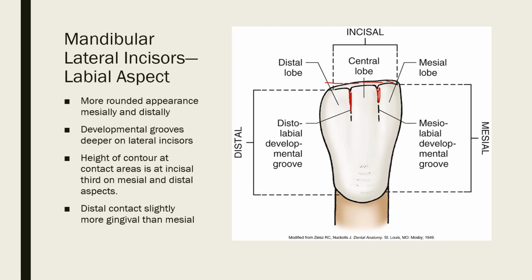The height of contour at the contact areas is at the incisal third on the mesial and the distal. Okay, so here and about here. The distal contact is slightly more gingival than the mesial contact, and you can see that contact is going to be a little bit further down. Remember, you're going to notice that the canine has it a little bit lower also, so the height of contour is where those two meet together.